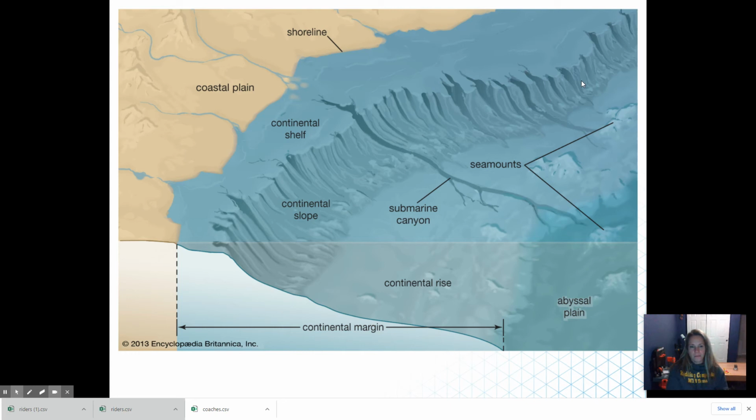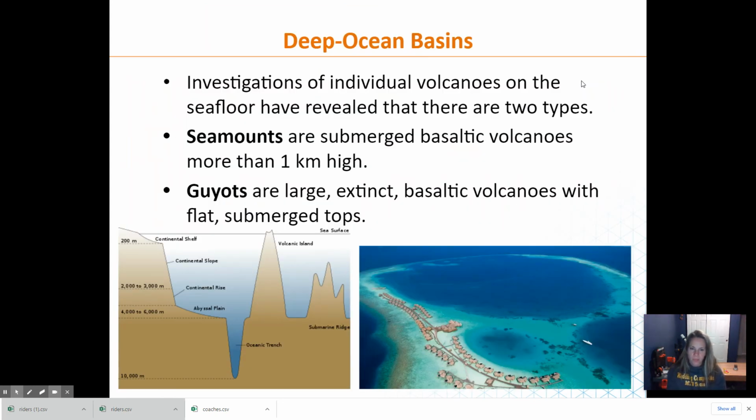Coastal plain, and then we have our shelf, our slope, and our rise. And then we have our submarine canyons in there. We have our seamounts. We have our abyssal plain. And this shelf, the slope, and the rise all make up the continental margin. And then we have seamounts and guyots, like I talked about.